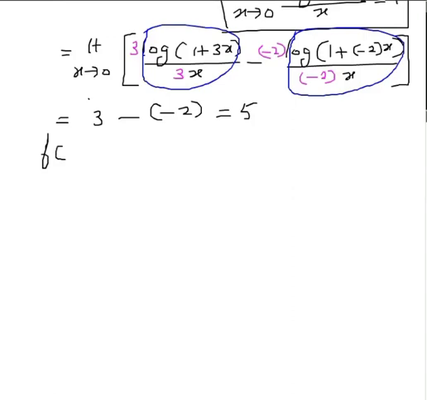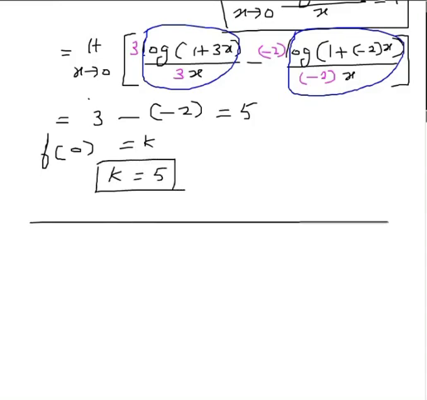And in this question, f of 0 is given as k. So both must be equal because it is a continuous function. Therefore, k value is 5.